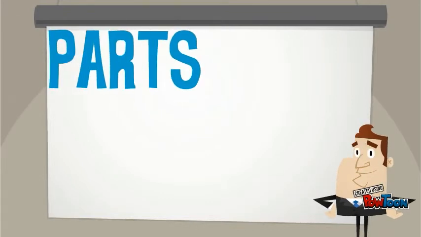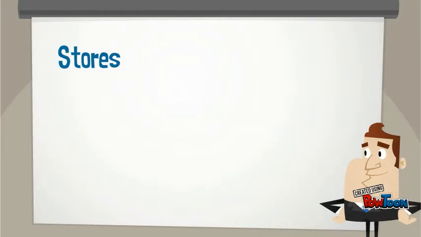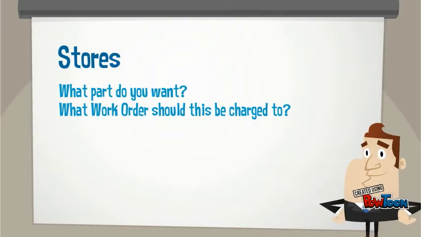The majority of the time you're repairing and/or testing a unit, you are more than likely going to need to replace a few parts. Any free stock or Kanban material required during the repair of your unit doesn't need any transaction performed in MAXIMO. However, for non-Kanban or issued parts, it's required that you request and have the parts issued to the work order from stores. You'll need to provide the part number and work order number to stores. They need to know what part you want and what work order to charge it to.